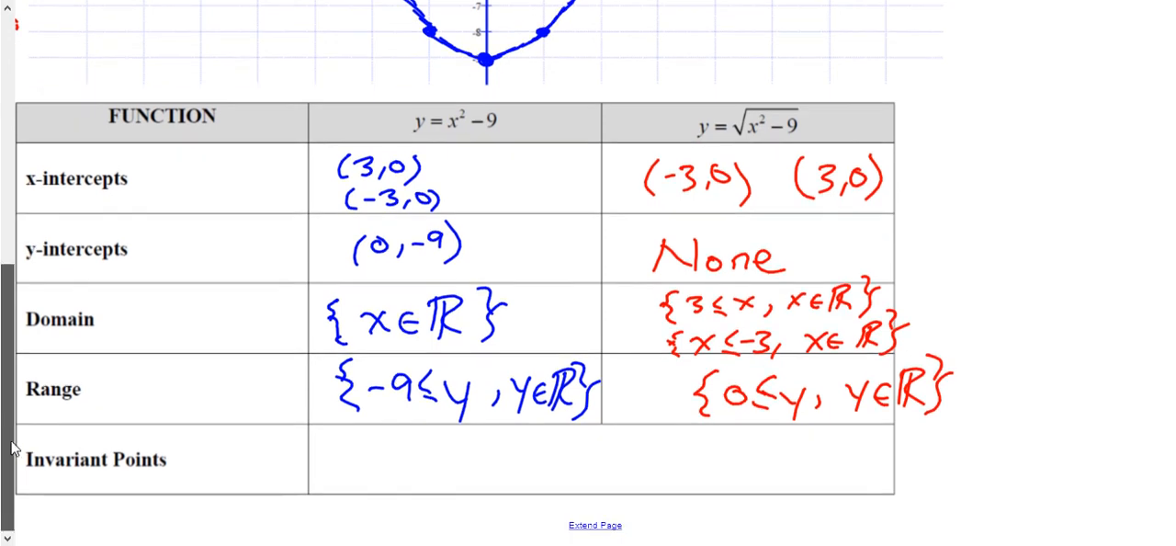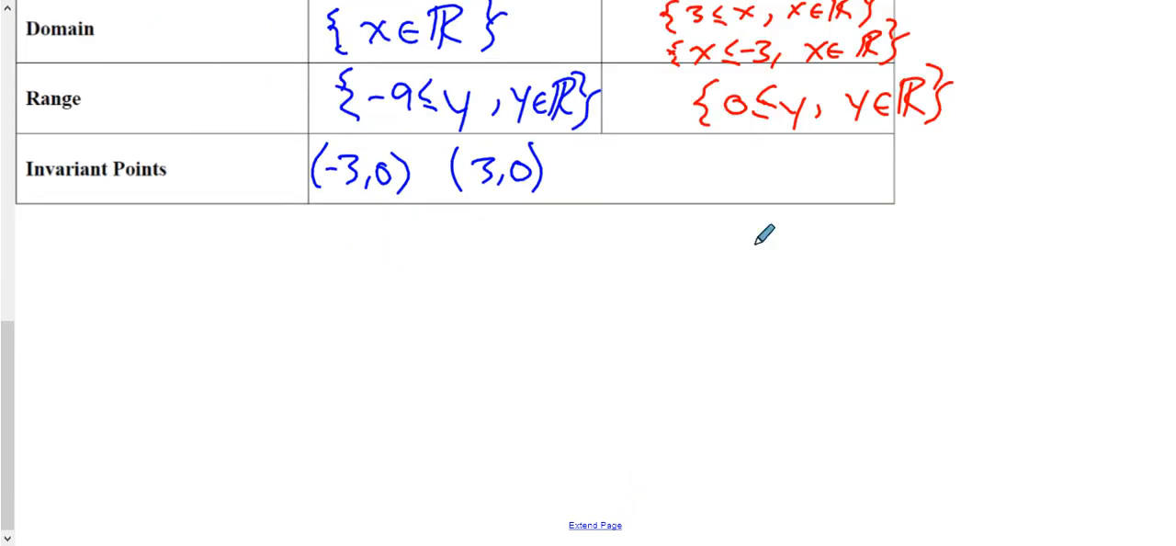Invariant points, this is the last part of our graph here. Invariant points, where are they? They're going to be the exact same on both. That's why they're invariant points. So the first one, of course, we have our x-intercepts. So we have invariant points at (-3, 0) and at (3, 0). So that takes care of one case for invariant points, the case of y equals 0. Now we've got to figure out the case of when y equals 1.